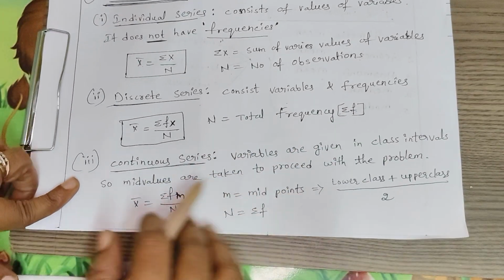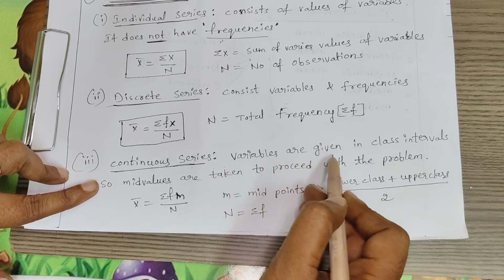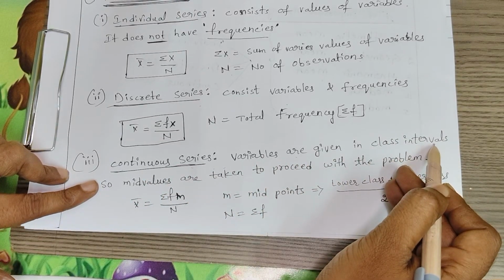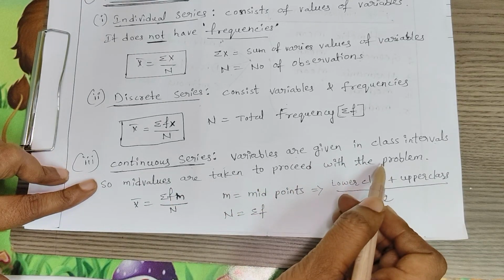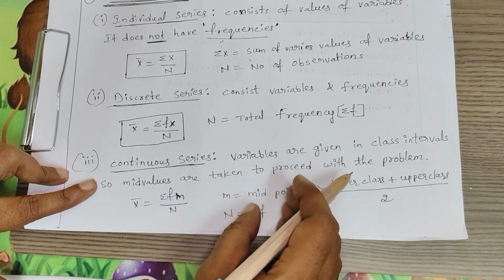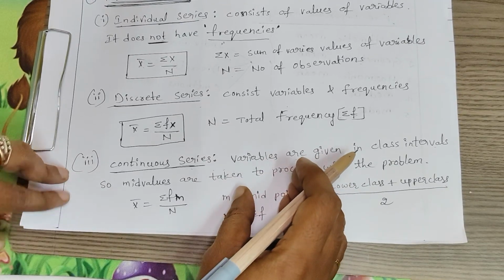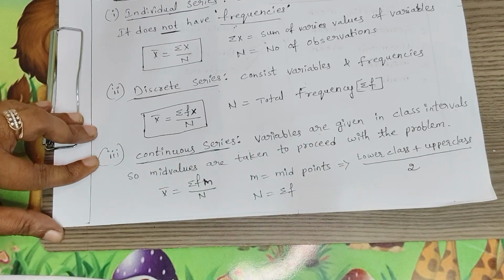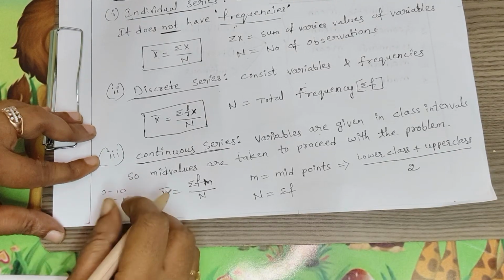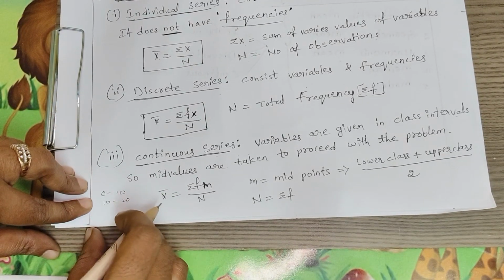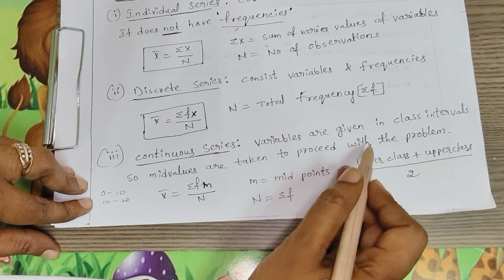Next, continuous series. In the continuous series, variables are given in class intervals. So mid values are taken to proceed with the problem. In the question you will have class intervals. Class intervals are like this: 0 to 10, 10 to 20. Like this you will have class intervals. So then what should we take? Mid values are taken to proceed with the problem.